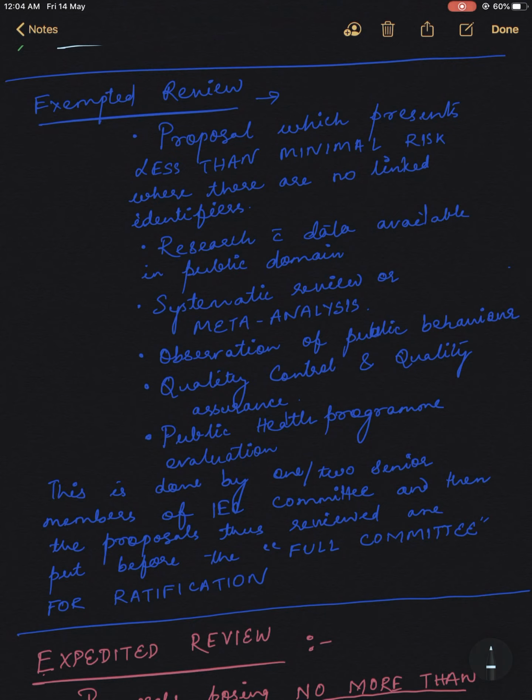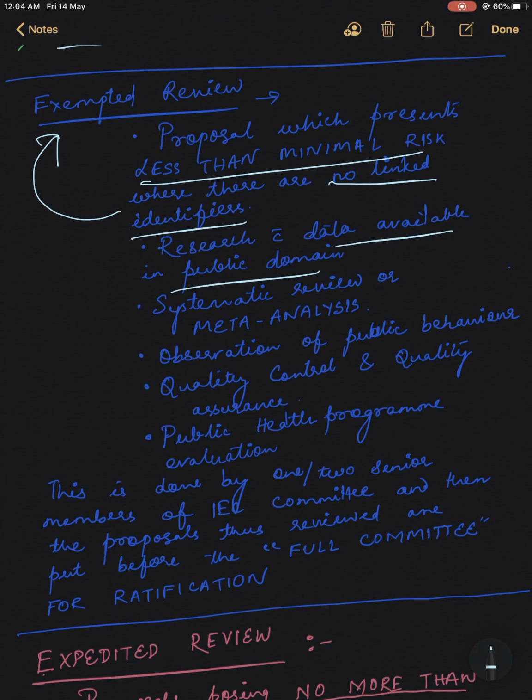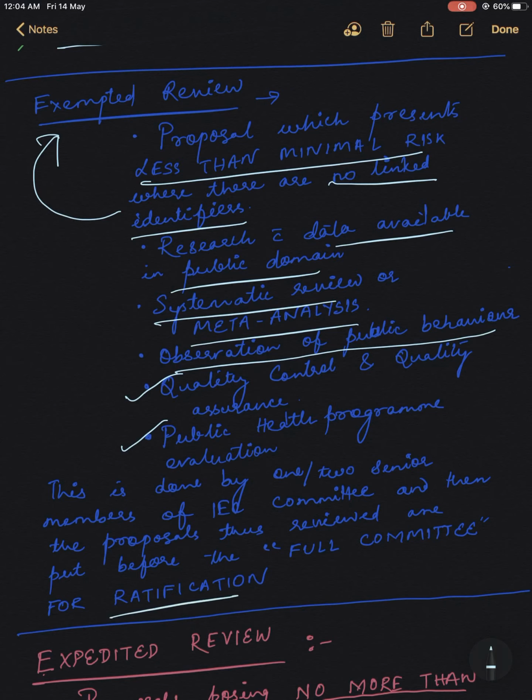In the exempted review, the proposals which present less than minimal risk, where there are no linked identifiers, are grouped under the exempted review, or those in which the data is available in the public domain. Other examples are systematic review and meta-analysis, observation of public behavior, quality control and quality assurance, and public health program evaluation. Now this exempted review is done by one or two senior members of the IEC, and then the proposal thus reviewed is put before the full committee for its ratification.